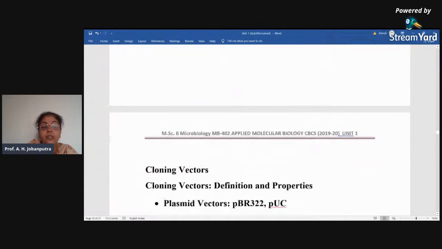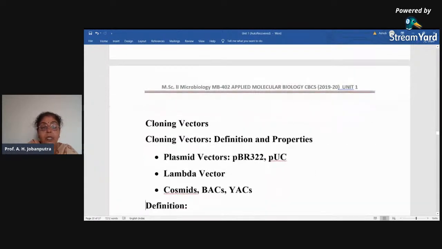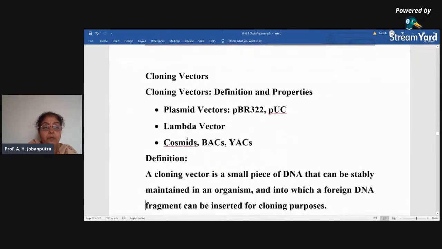So here we finish with all the enzymes. Turning to cloning vectors.